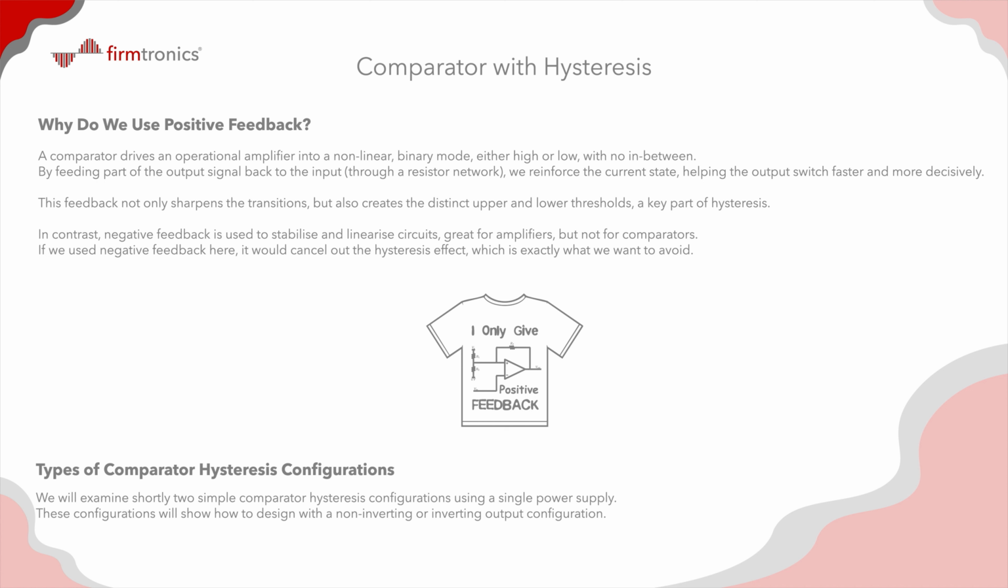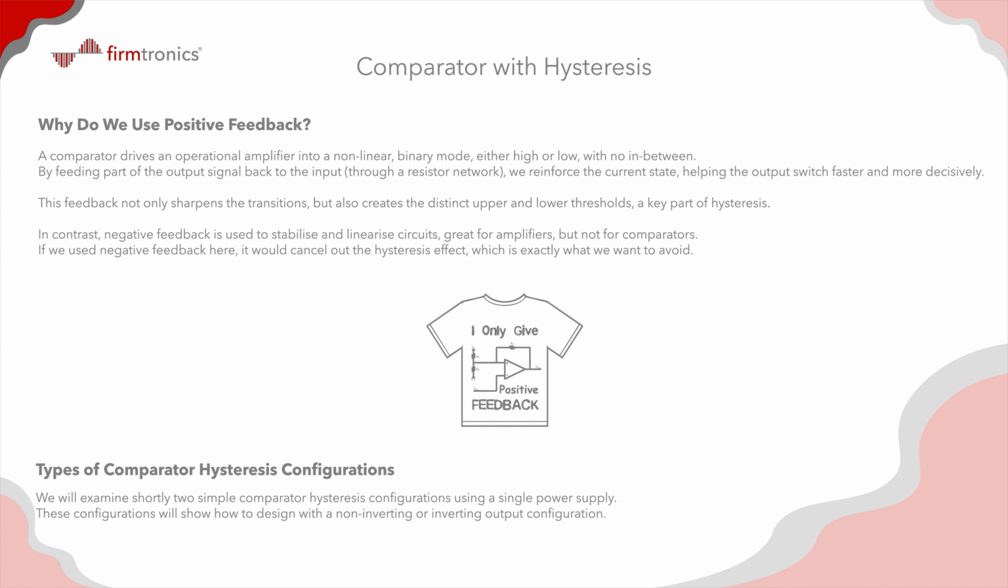We will examine shortly two simple comparator hysteresis configurations using a single power supply. These configurations will show how to design with a non-inverting or inverting output configuration. The scope of the discussion will be limited to single supply designs that have an open collector output and are designed to have a symmetric hysteresis band around the supply voltage midpoint. When designing with other configurations, such as with a dual power supply or push-pull outputs, the fundamental principles discussed remain the same and the logic can be adapted accordingly.